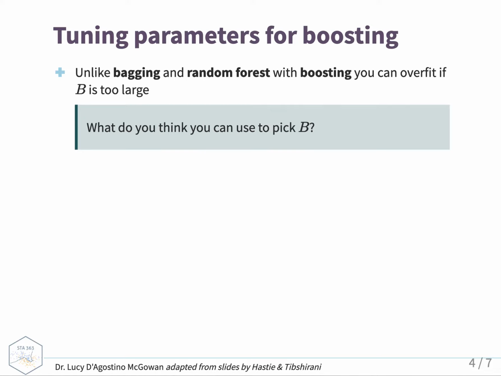So what do you think you could use to pick B if you have to be worried about overfitting? Cross-validation, of course. This is the answer to most of our questions, or actually all of our questions when we're doing tuning. Cross-validation is going to help us with the bias-variance trade-off, where we can find that sweet spot where we don't overfit and we minimize the test error. It's perfect for being able to pick that B.